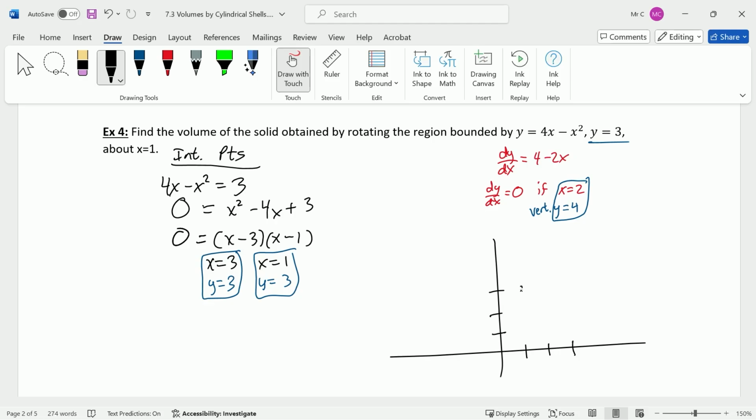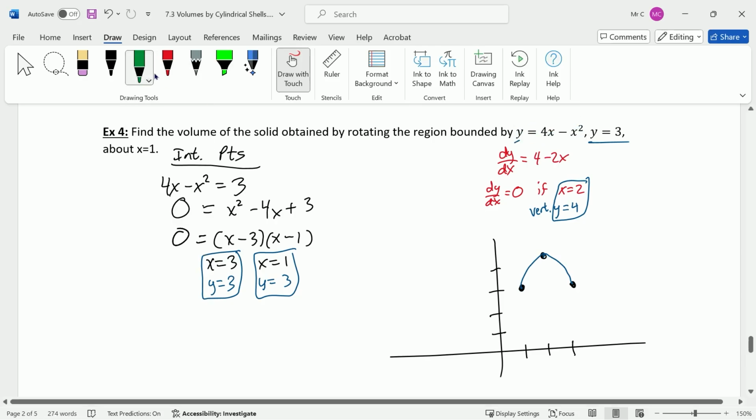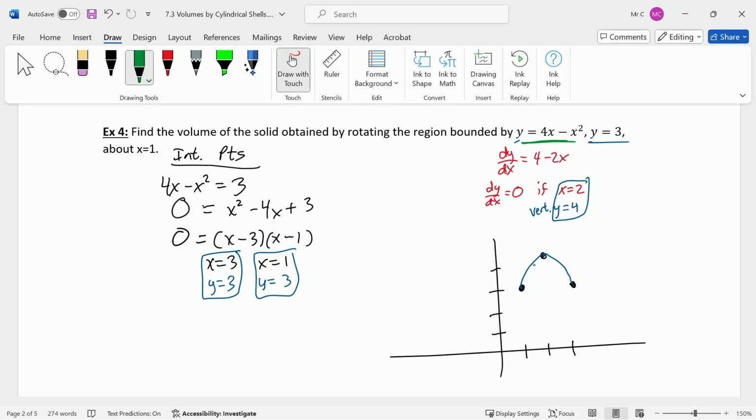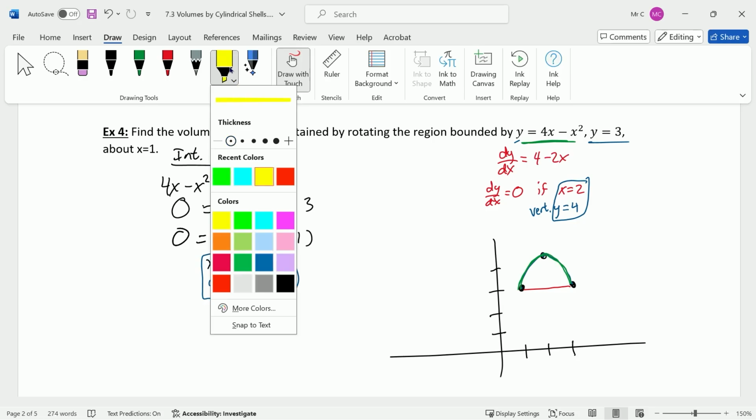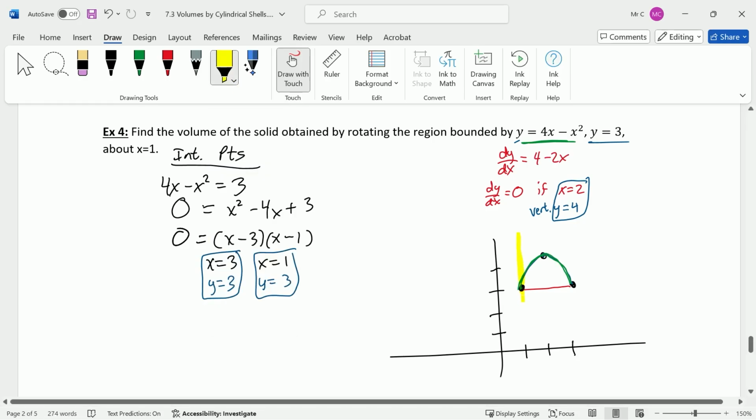Okay, so the intersection points are (1, 3) and (3, 3). And the vertex is x equals 2, y equals 4. So this is my parabola here. And we'll do that in green. And then y equals 3 is the lower bound of that. And it's rotated about x equals 1. So that makes this one a little bit trickier. So this is our axis of rotation here.